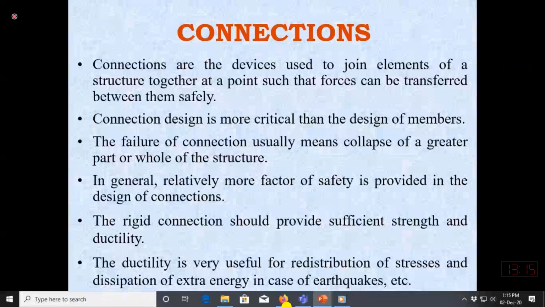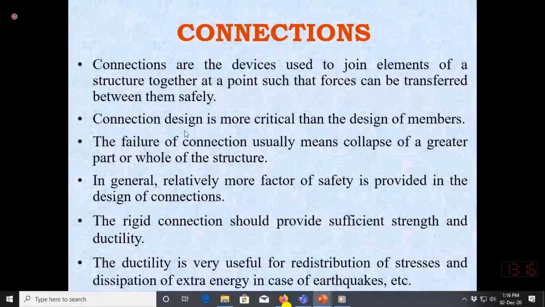So connections are the devices used to join the elements of structure together at a point such that the forces can transfer between them safely. So for example, we may need to join a beam with the help of connection with the column. If the load is acting on the beam, and the beam can bear all this load safely, then it is transferring that load with the help of connection to the column. If the column is not strong enough, the beam will not be able to transfer all the load to the column, and the connection may fail.